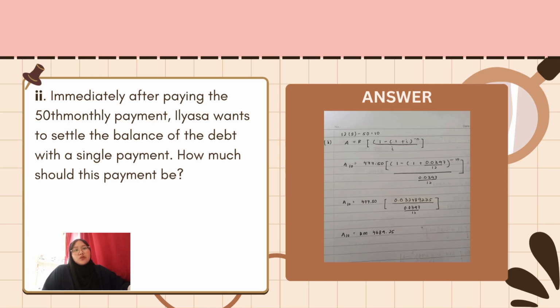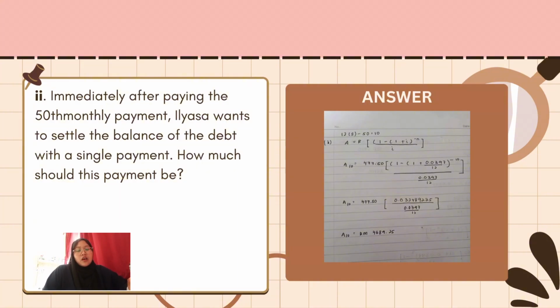Question 2, second Roman. Immediately after Ilyasa pays the 50th monthly payment, Ilyasa wants to settle the balance of the debt with a single payment. That means 60 payments minus 50, then we got 10 payments more that Ilyasa has to pay. So how I calculate is the formula A equals R, open bracket, 1 minus open bracket 1 plus i close bracket to the power of minus n, per i close bracket.